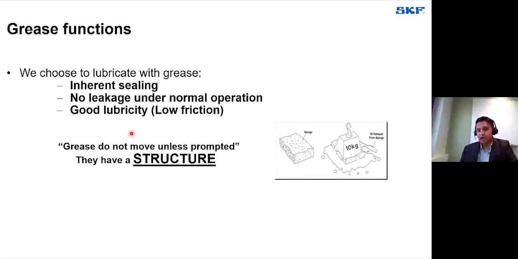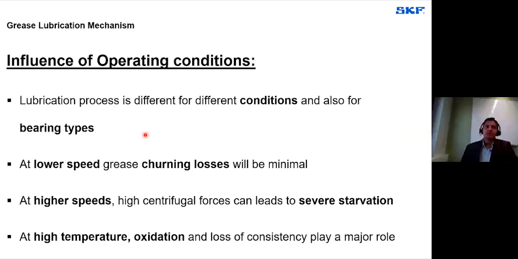So does operating condition influence the grease lubrication process? Yes. The grease lubrication process is quite different for different conditions and also for different bearing types. That means the general mechanism still holds true, but the rate of the different aspects within that general mechanism can change or vary based on the type of conditions you use and also the type of bearings you use.